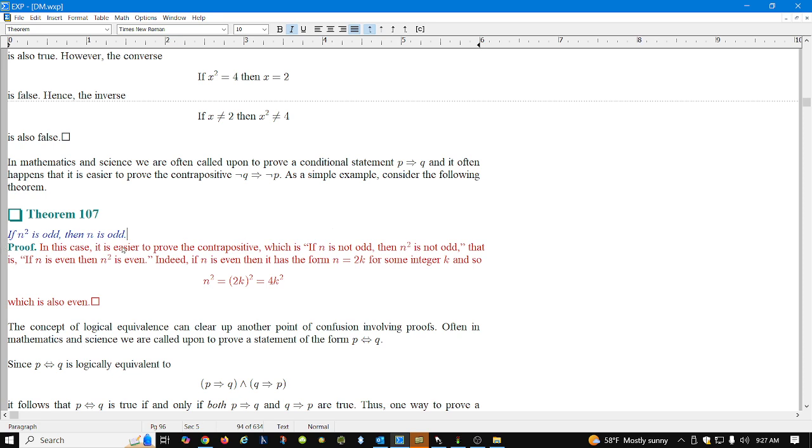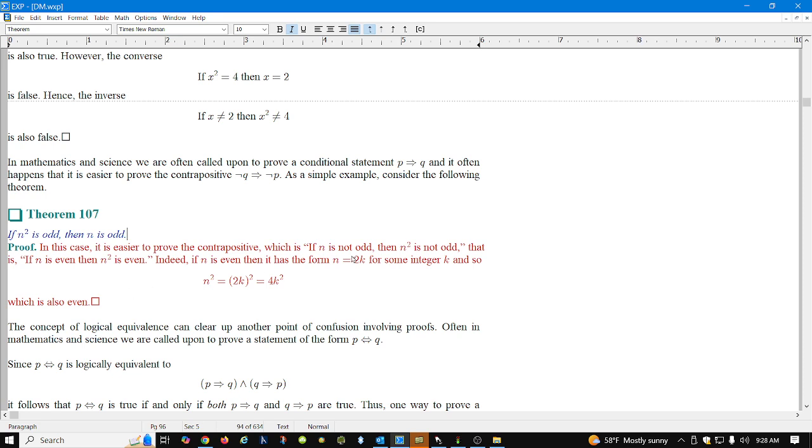Here's a very simple example. If n squared is odd, then n is odd. Now, this could be proved directly. What does it mean to say n squared is odd? You have to sort that out to prove that n is odd. But the contrapositive is much easier to prove.